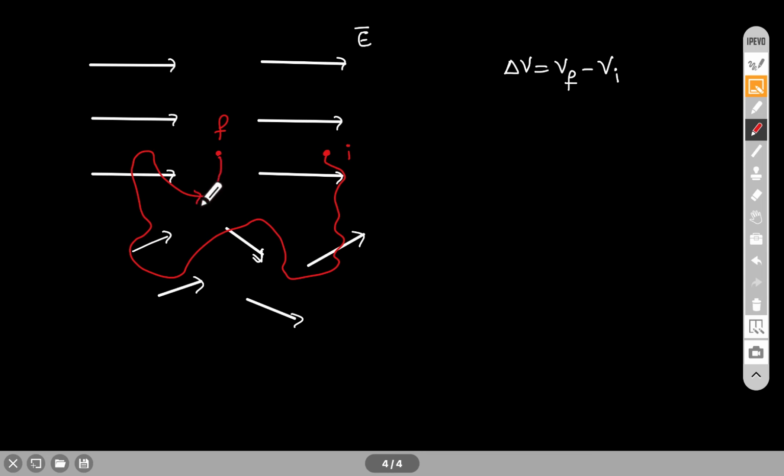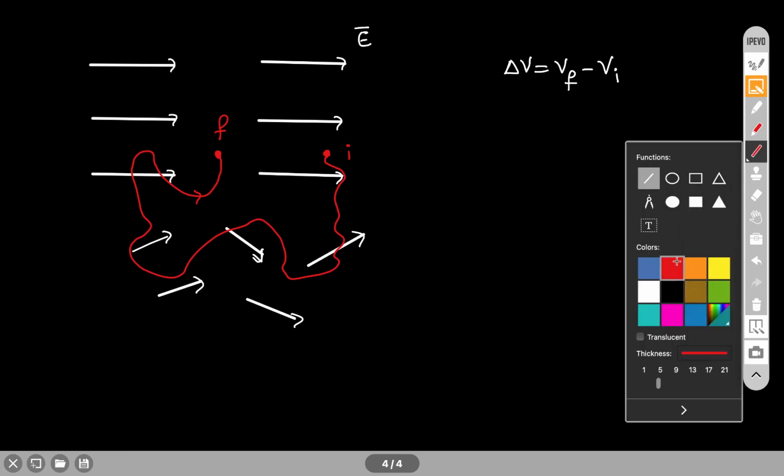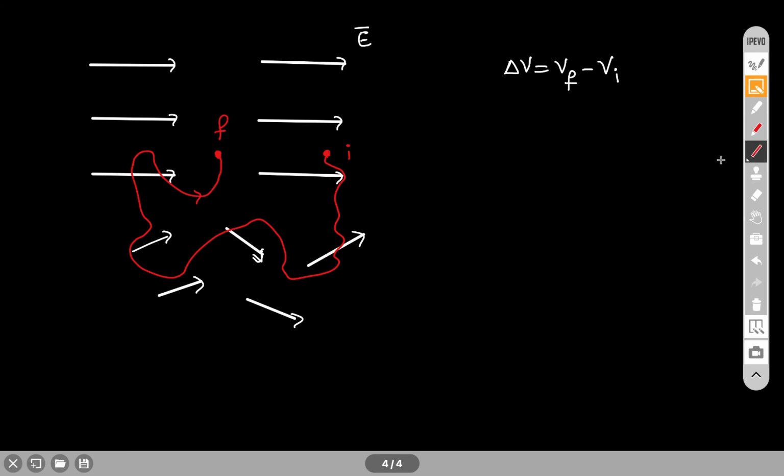Okay, let's say they say I want you to find the potential difference, and one of the paths that you can take to do this calculation is to go from here through this weird electric field pattern and then arrive at your final point. Well, I may not do that. I may not use this path to do the calculation for the potential difference, because I know that I can calculate the potential difference with any path I want.